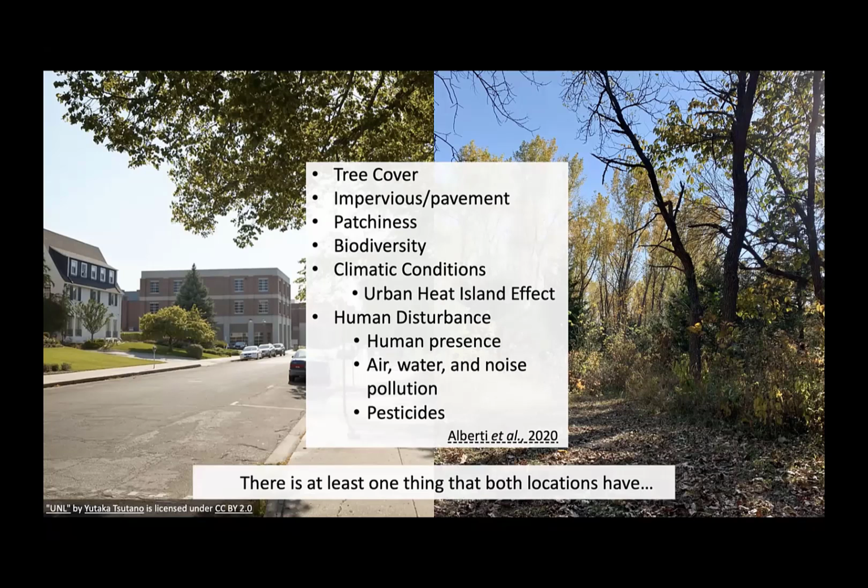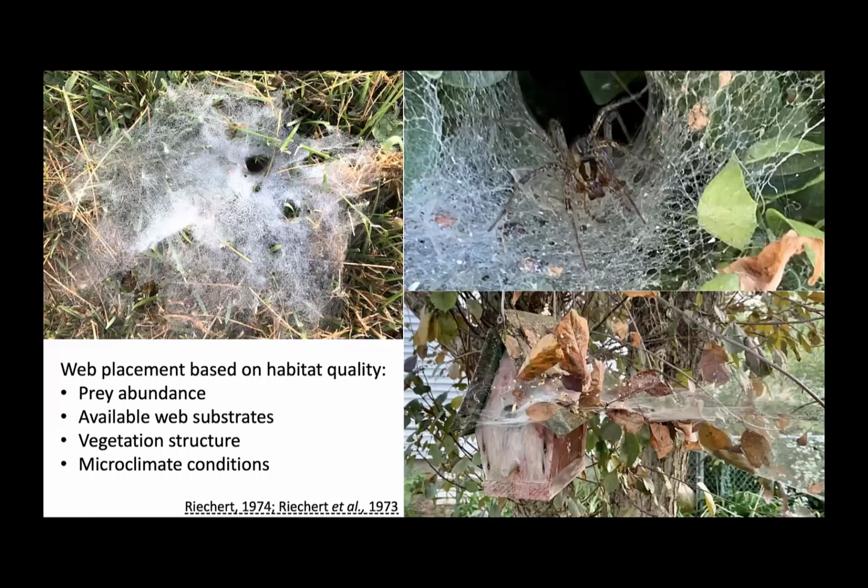But despite all of these differences, there is one thing that I started to notice that both of these locations have, and that's funnel web spiders. They are appropriately named because their webs are shaped like funnels. They consist of a sheet that leads into a retreat, and that's generally where the spider sits and waits for prey to land on the web. And you can tell from these pictures that they build their webs on a variety of different substrates.